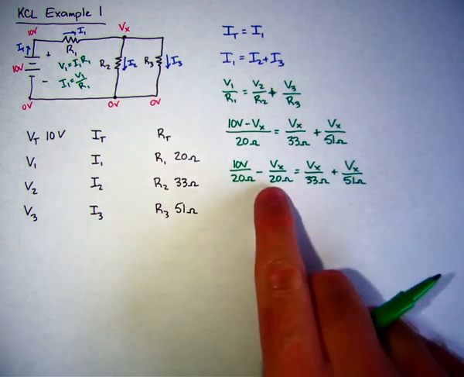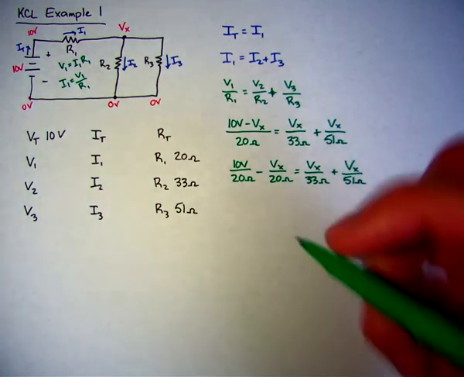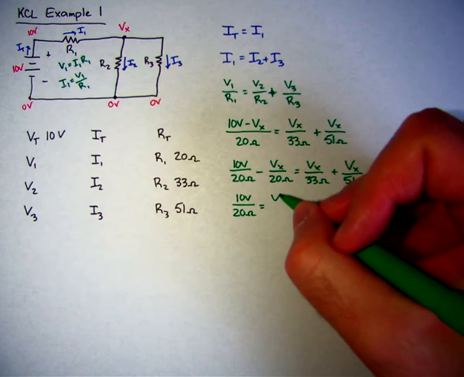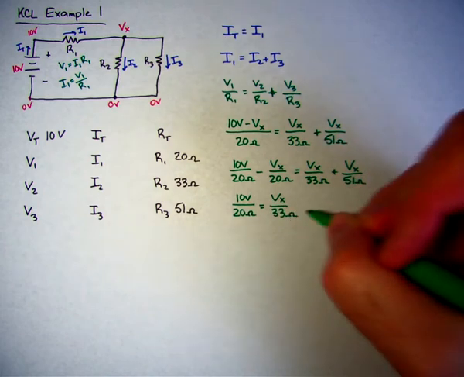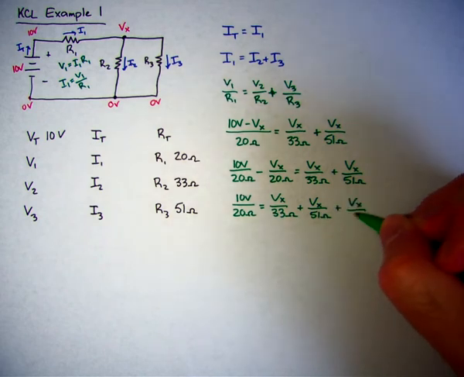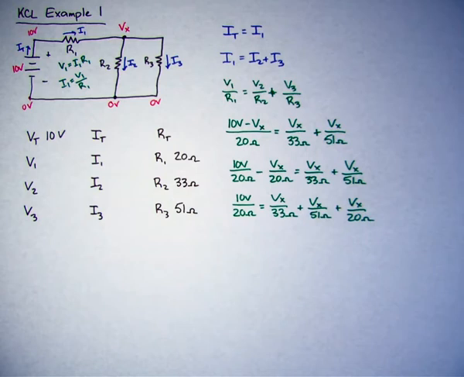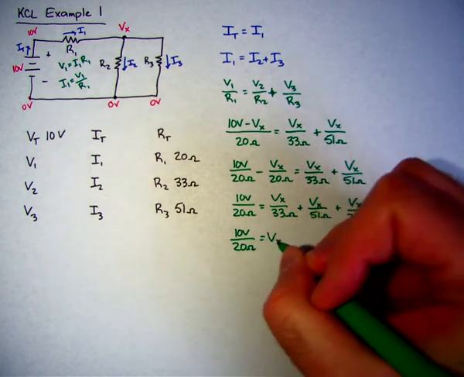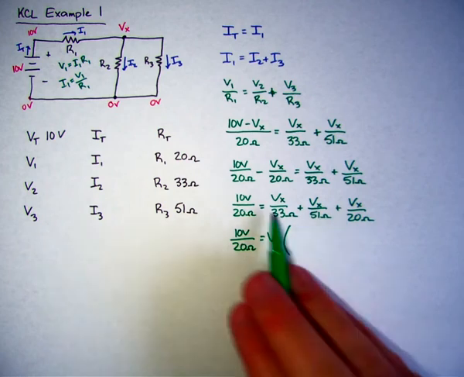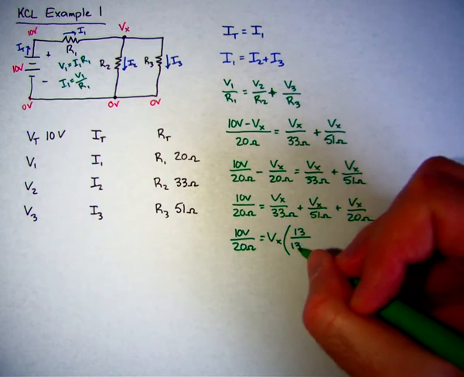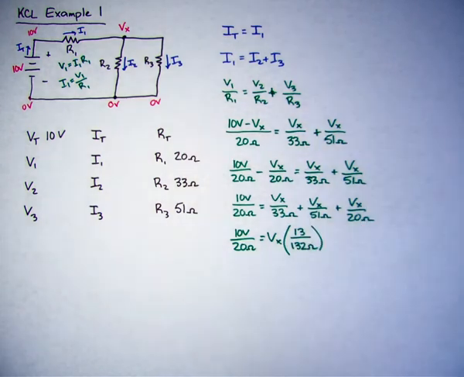So I'm just going to add Vx over 20 ohms to both sides, just move all my Vx to one side. So I have 10 volts over 20 ohms equals Vx over 33 ohms plus Vx over 51 ohms plus Vx over 20 ohms. So basically I just have a fraction here. If I factor out the Vx, I'm left with 10 volts over 20 ohms equals Vx times, and then if I just combine these together, I'm going to get 13 over 132. I just did that on the calculator, just adding them up, and that's what I have.